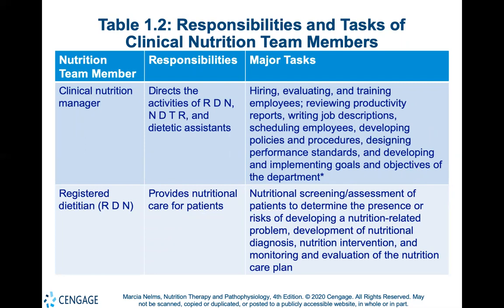Then you have the registered dietitian, who provides nutritional care for patients. The dietitian could be doing nutritional screenings or assessments of patients to determine the presence or risk of developing a nutrition-related problem, development of nutritional diagnosis, interventions, and monitoring and evaluation of the nutrition care plan.